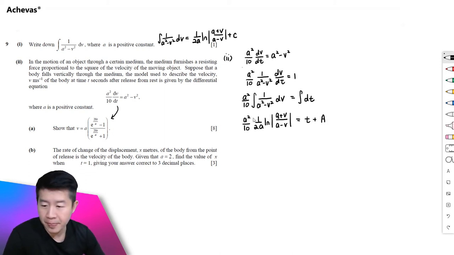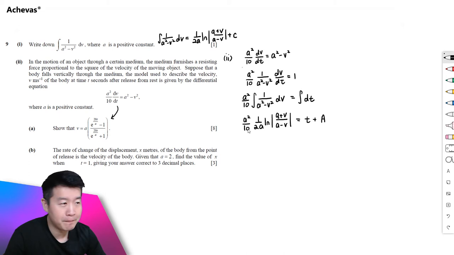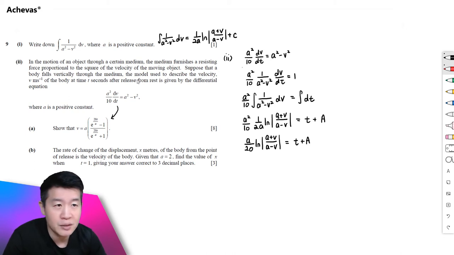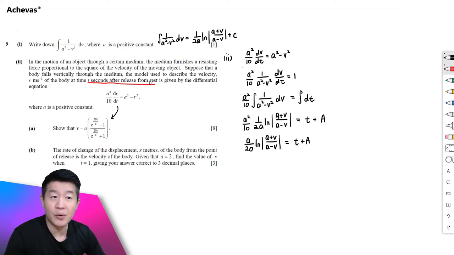I'm going to go for a. So I can simplify this. It is going to be a over 20, a plus v divided by a minus v, equal to t plus a. I guess we need to make v the subject, and very likely we should be able to solve for this arbitrary constant. If you look at the question, we do have a piece of information that will allow me to do that, which is this: t seconds after release from rest. From rest means that when t is equal to 0, v is equal to 0. We'll probably be using this to solve for the arbitrary constant.